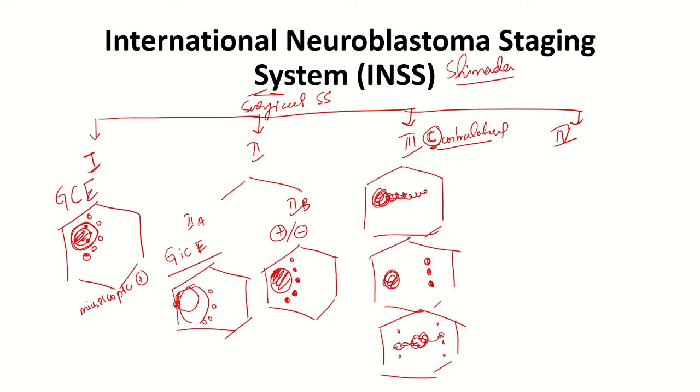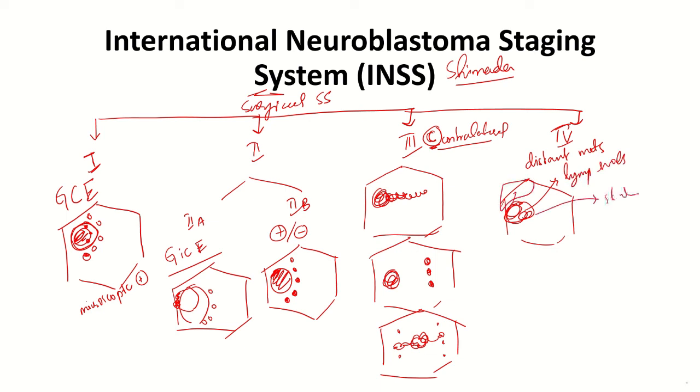Stage 4 is nothing but distant mets. Involving distant lymph nodes, liver, skin, or bone and bone marrow, or invading into adjacent structures.